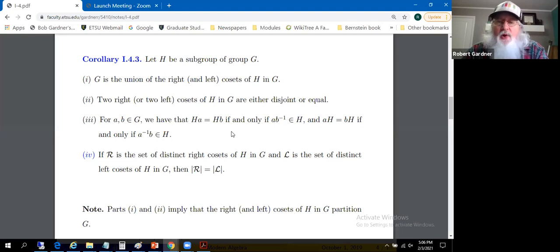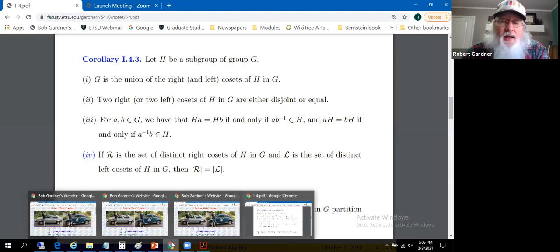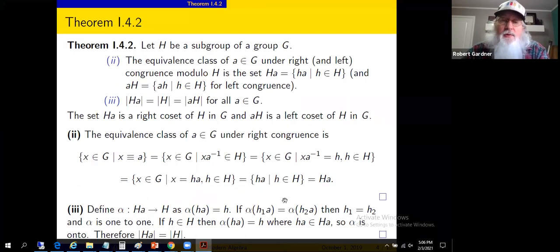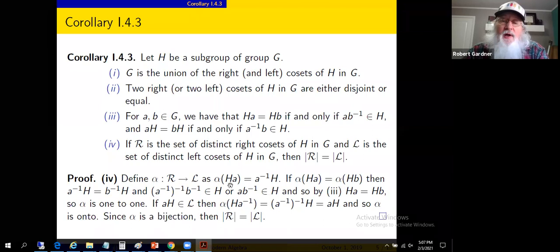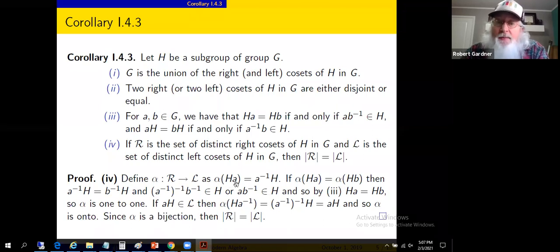We made an observation that part 3 can be re-expressed in terms of congruence. And this last claim, part 4, is a cardinality claim. Well, if it's a cardinality claim, we need ourselves a bijection. So let's establish that using a bijection argument. I just want to prove part 4 of this one. Define alpha mapping the set of right cosets to the set of left cosets as follows. Define alpha of the right coset Ha to be the left coset a inverse H.